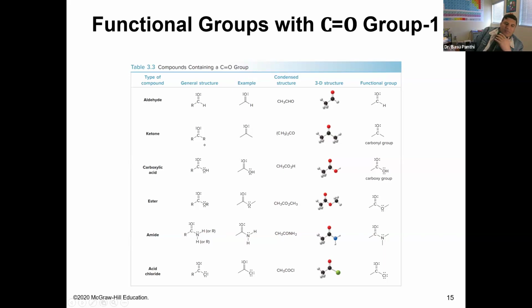See the difference between amine and amide. In amide, the nitrogen is next to the carbonyl. And acid chloride, if the halogen is next to the carbonyl. So these are other functional groups. The question: do we need to know all these functional groups? The answer is yes, but not in the first quiz or exam. Slowly, by the exam, you will know or get familiarized with the main common functional groups.